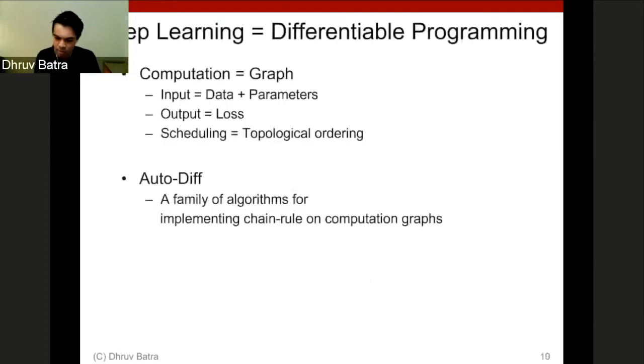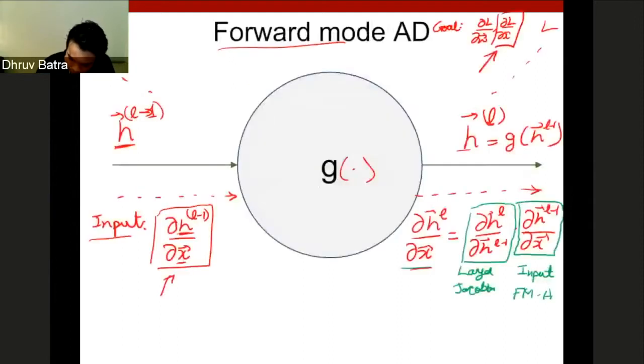We were talking about differentiable programming, where we express computation as a DAG, and we are interested in a family of algorithms for implementing chain rules on these computation graphs. The two special cases that we've been working with are forward mode automatic differentiation and reverse mode automatic differentiation. We told you to start thinking about certain layers.